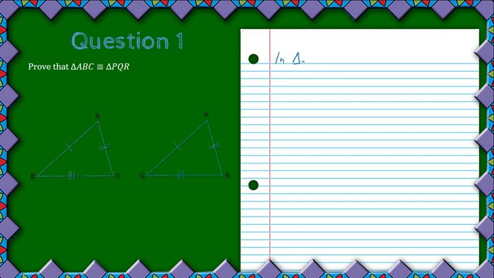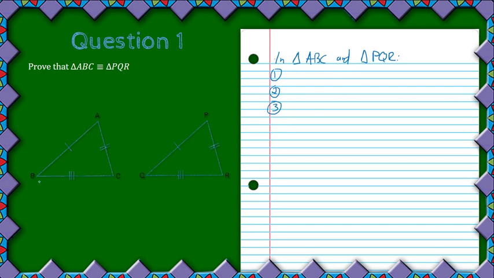So in triangle ABC and triangle PQR, and then we have 3 reasons that we need to find. It's either an angle, 2 angles that are equal, or the sides that are equal. So first of all, what are we given?